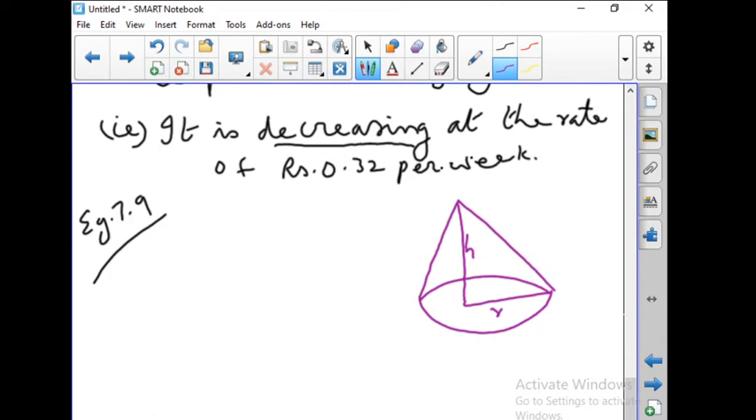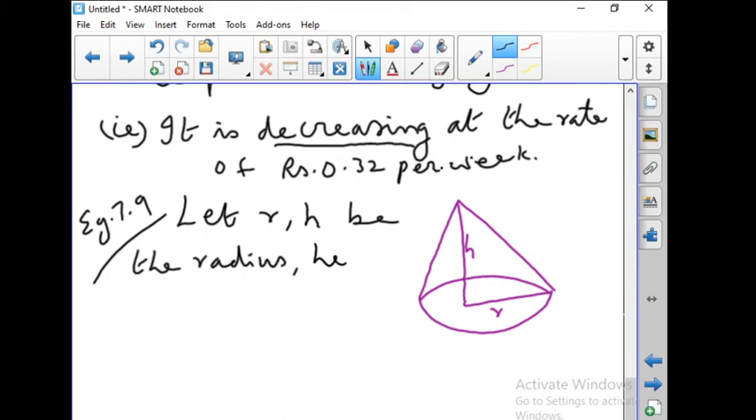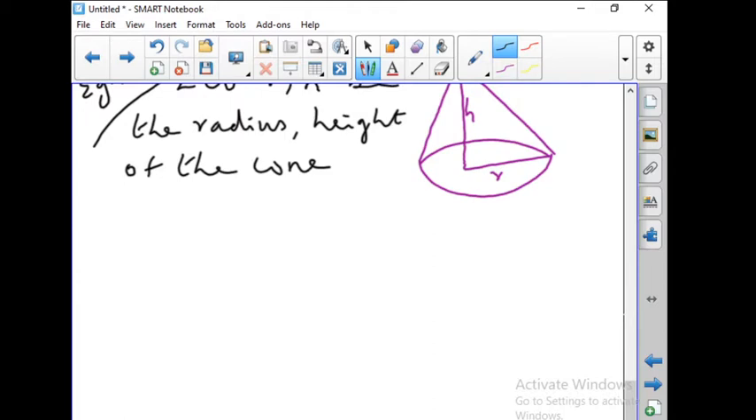Here let r comma h be the radius comma height of the cone. So what is given? It has a circular base whose height and diameter of base are always equal. So what is given?